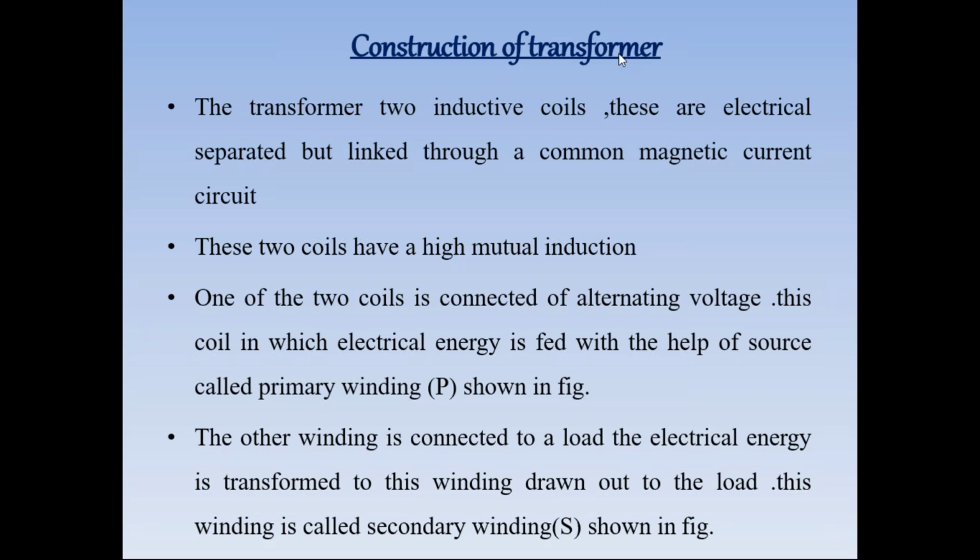Why is it called mutual induction? When we apply the input voltage to the primary, current flows through the primary winding, this current produces flux, and this flux is coupled to the secondary. So the transformer works on Faraday's law of electromagnetic mutual induction, while generators and motors work on Faraday's law of electromagnetic induction. That is the difference between a motor, generator and transformer.